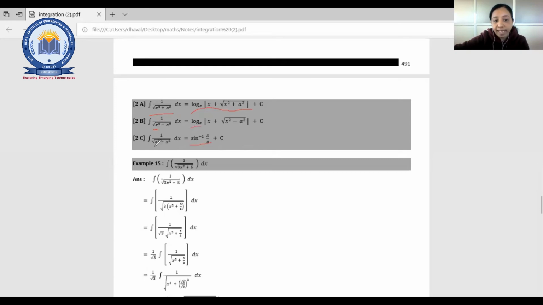Otherwise, if it will be a square, then you have to go for sine inverse x by a plus c, right? So that is the thing. Now, in the first example, whenever there is a square root in the denominator, obviously the answer will be in the form of log only. You need to remember that if there is a first x. Okay, fine. So we'll try to convert it the same as the previous one.